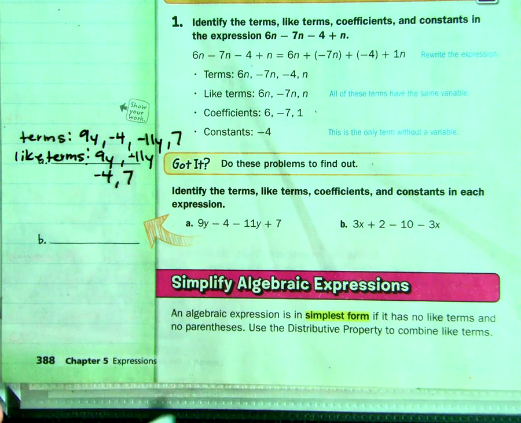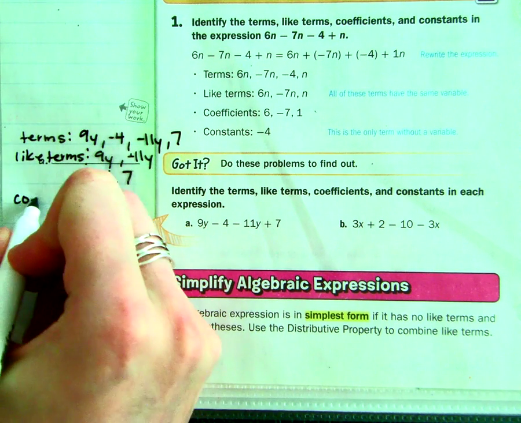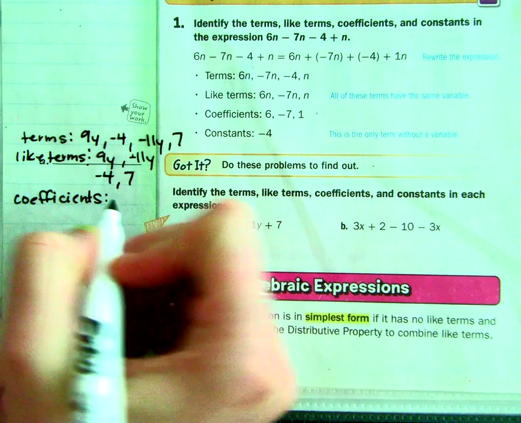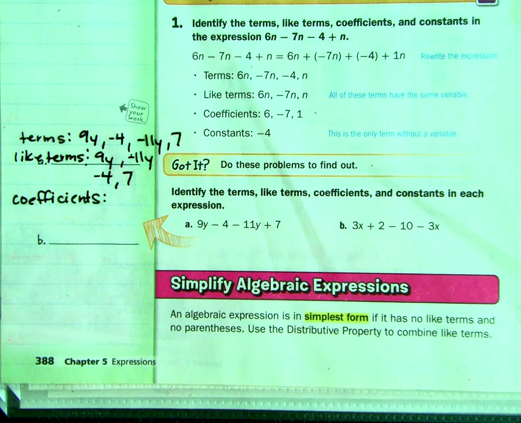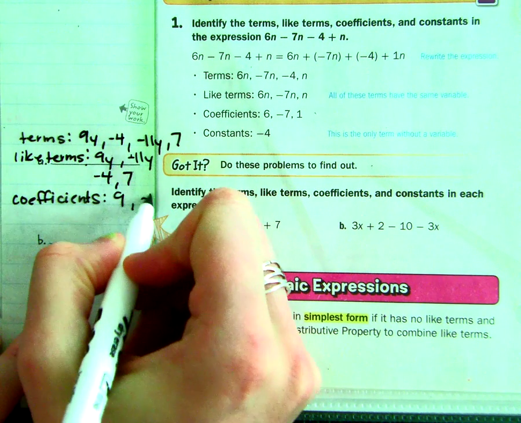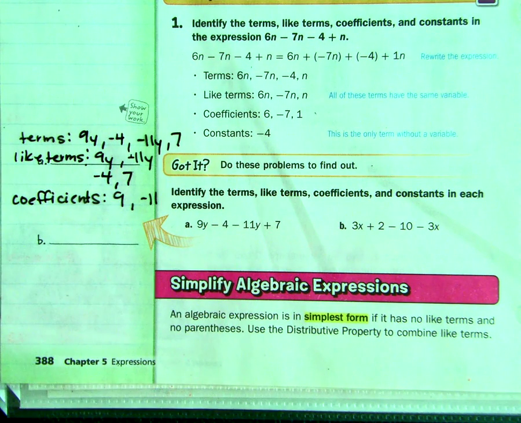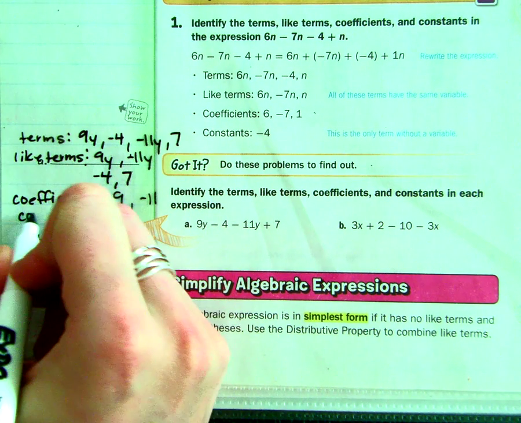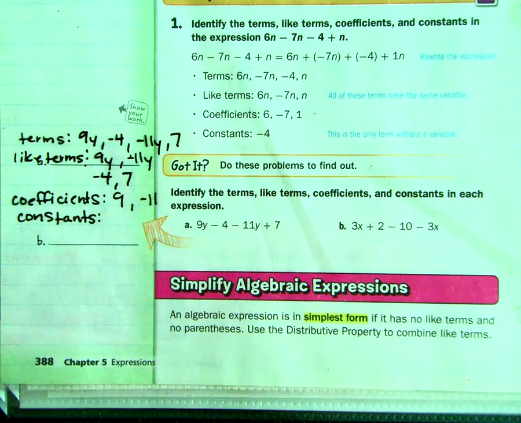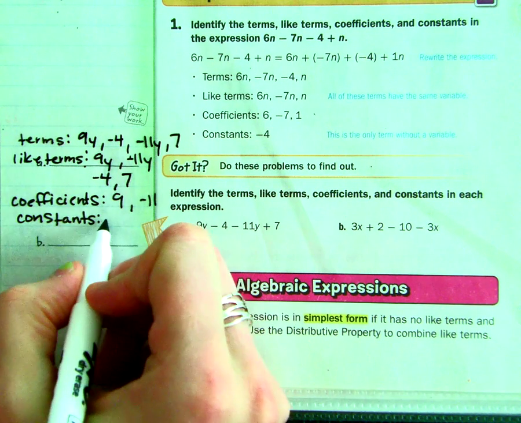Okay, the next thing is coefficients. Coefficients, again, is the number in front of a variable. So our coefficients would be 9 and negative 11. Again, our 11 is negative because we have that subtraction sign in front of it, and the subtraction sign has to go with it. And then lastly, our constants. Constants are a term without a variable. So constants are just our numbers, our integers. Our constants here would be negative 4 and 7.